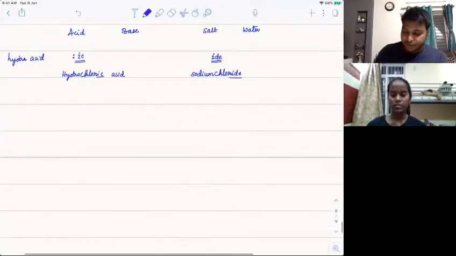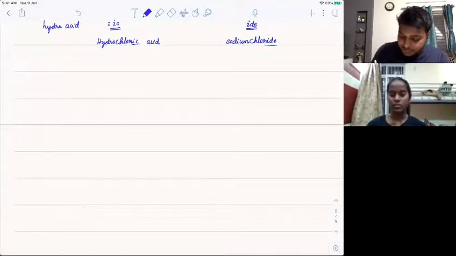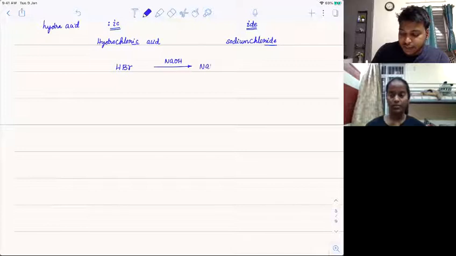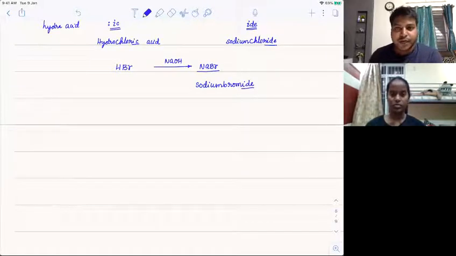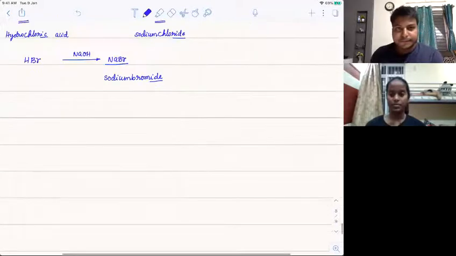Okay. So suppose if you have HBr, and by reaction with NaOH it is giving NaBr. Then what will be the name of this salt? It is sodium bromide. So you have to end up always with ide. Is that clear?